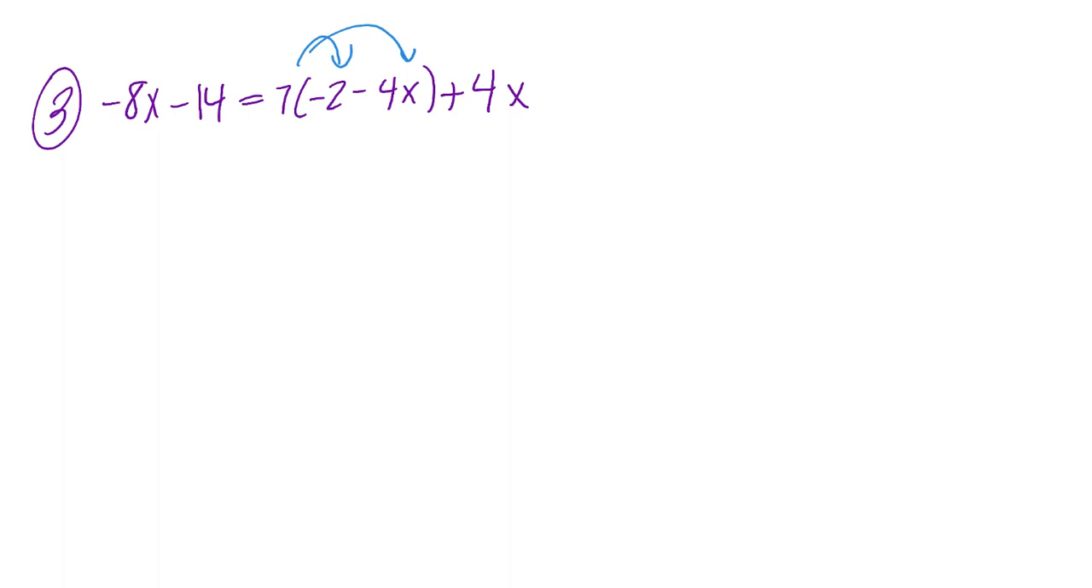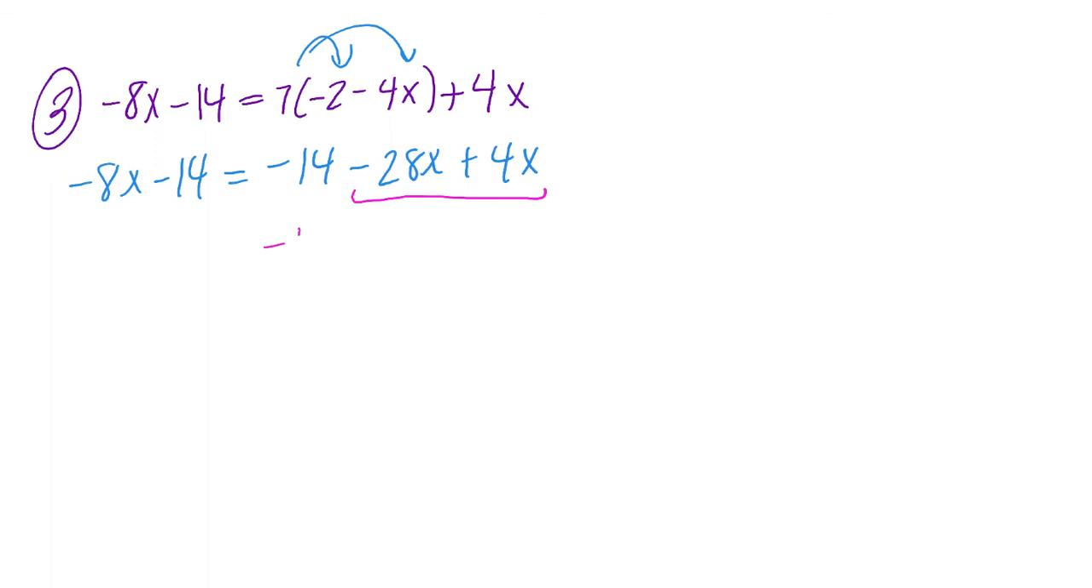All right, example 3. Negative 8x minus 14 equals 7 times (negative 2 minus 4x) plus 4x. So here we have to get rid of this distributive property first. So negative 14 minus 28x plus 4x. Bring down everything else that didn't change. We want to combine our like terms here on the right: negative 28x and 4x. So it's going to be negative 14 minus 24x.